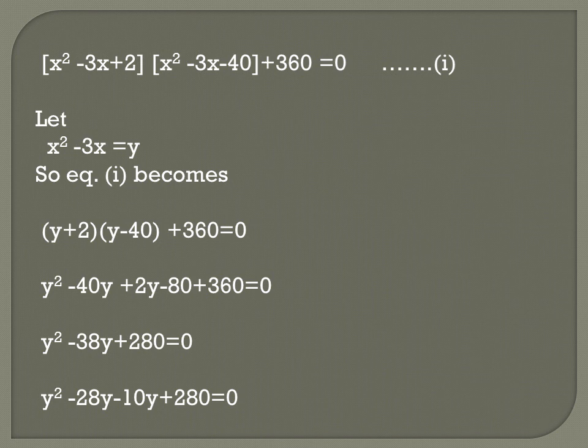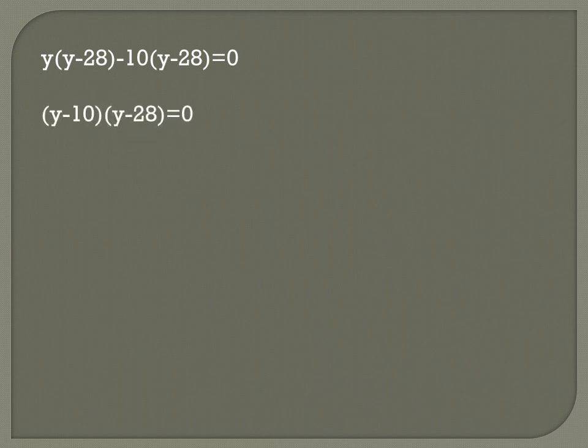Here we will take y common from the first two terms, and we are left with the terms in the bracket y minus 28, and from the last two terms we will take minus 10 common, and the remaining terms are y minus 28, which is equal to 0. From this whole equation we will take y minus 28 common, and the remaining terms are y minus 10, which is equal to 0.